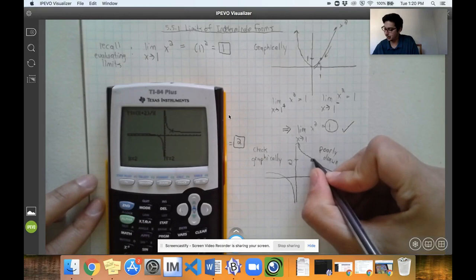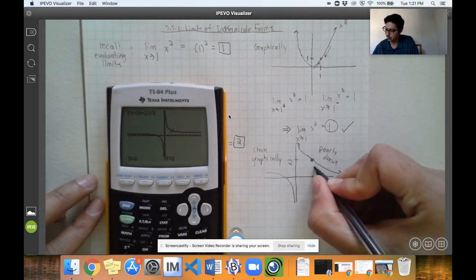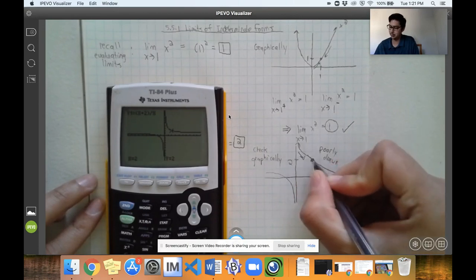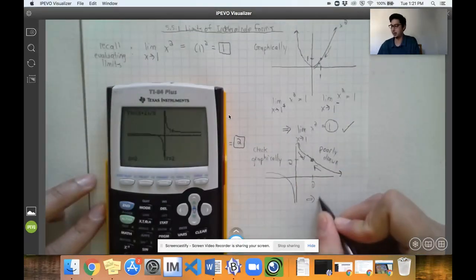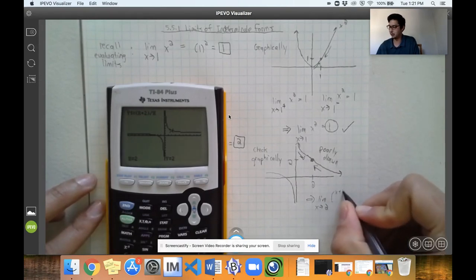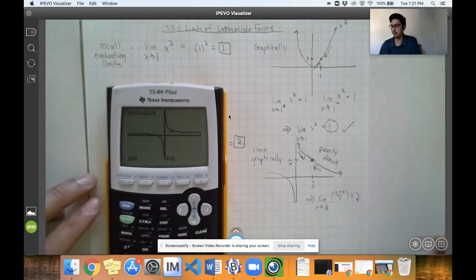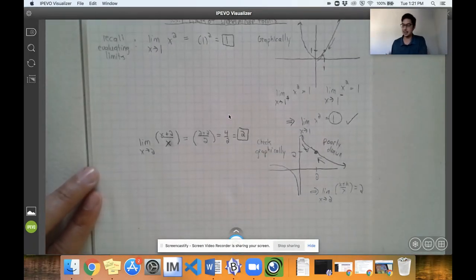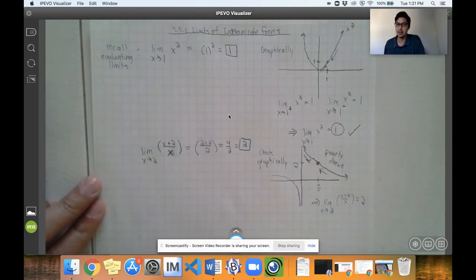But the point being that we can see from this graph that as you approach from the right, it equals 2. As you approach from the left, it equals 2. Therefore, the limit as x approaches 2 of that function has to equal 2, since as it approaches from the right and left, they are equivalent. And that's great. So that's what we have been doing. Now, how does it apply to what we're doing now in indeterminate form?